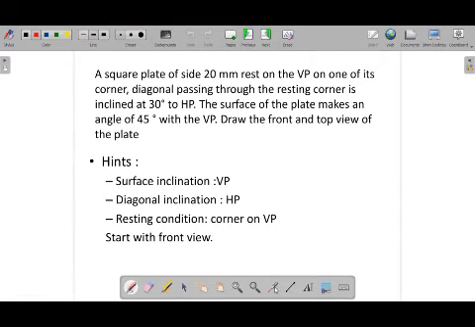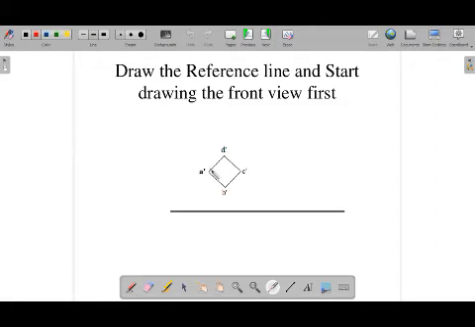So let us see the next conditions. The square plate dimension is given. The surface is inclined to the VP, whereas the diagonal is inclined to the HP. The resting condition is that a corner lies on the VP. If the surface is inclined to the VP, you have to draw the front view first. So start with the front view.